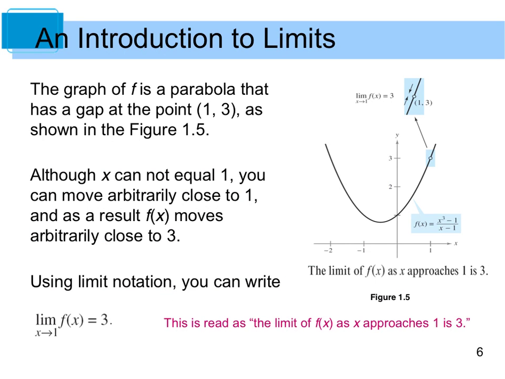Okay, here's a nicer picture depicting what we were talking about. As x approaches 1 from the left, my value for the function is approaching 3. As I approach from the right, the value is also approaching 3. So although x cannot equal 1, you can move arbitrarily close to 1, and as a result, the function moves arbitrarily closer to 3. So let's use limit notation.